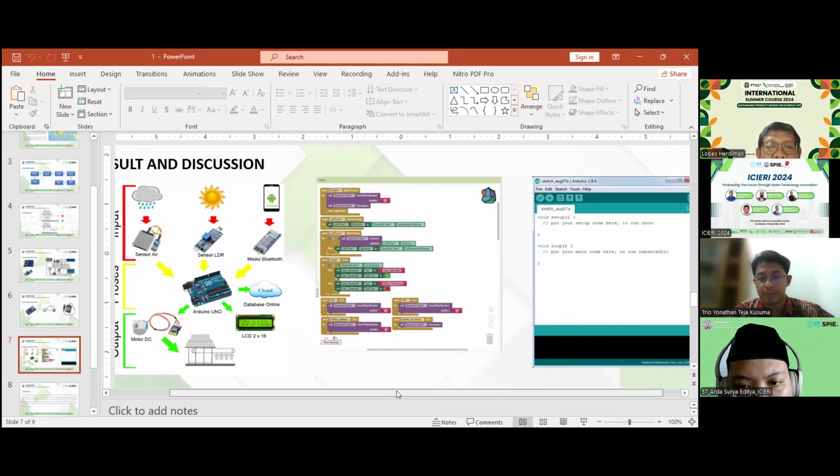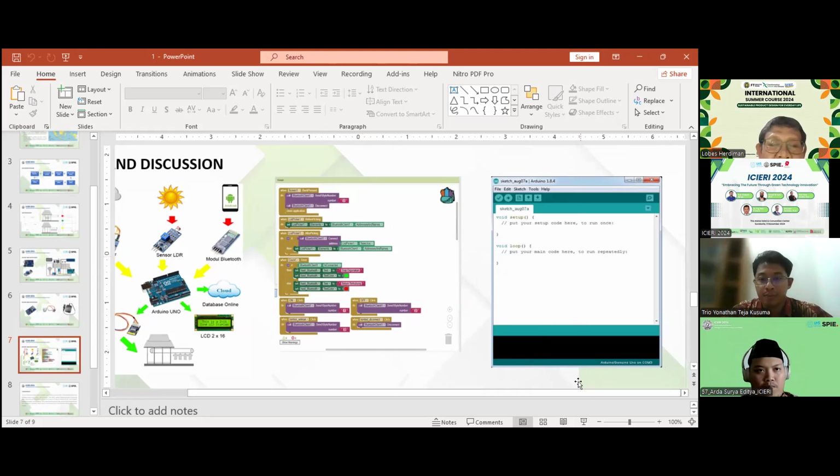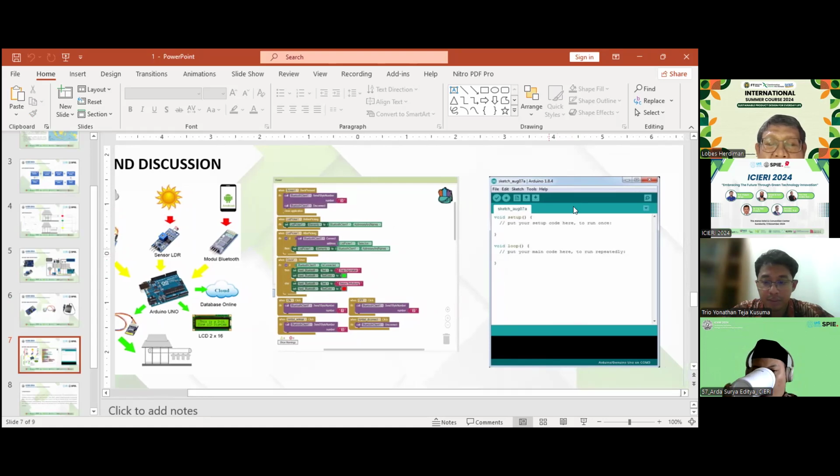And this, what is its name? Syntax, maybe. I'm sorry. Syntax to give a logarithm if there is light or not. In this application, we use Arduino, with Arduino version 1x4.